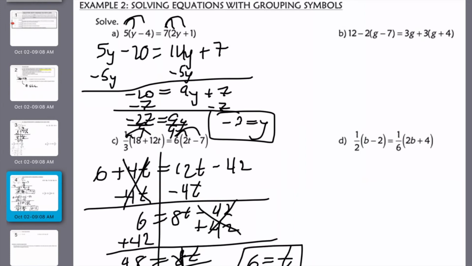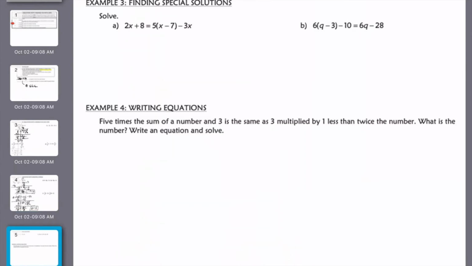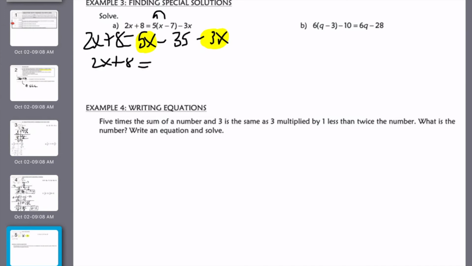Last slide. Finding special solutions and writing equations. So let's just go for A right now. So I'm going to have 5 times x and 5 times minus 7. So I have 2x plus 8 equals 5x minus 35 minus 3x. That just drops down. It looks like I have some like terms that I can combine. So I'm going to be left with 2x plus 8 equals 2x minus 35.